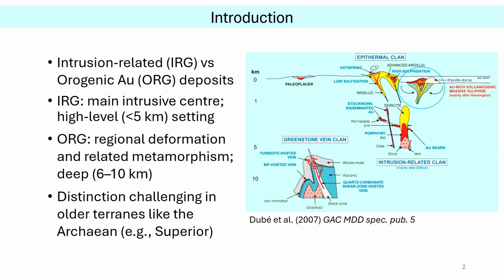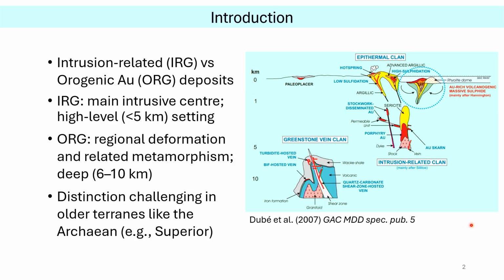The distinction between intrusion-related and orogenic gold settings has been an issue since these terms were introduced a few decades ago. I won't go over these differences in detail, but in general, intrusion-related deposits have a main intrusive center and form in a higher level setting, less than 5 kilometers. In contrast, orogenic gold deposits are related to regional deformation and metamorphism and form slightly deeper, from 6 kilometers and greater.